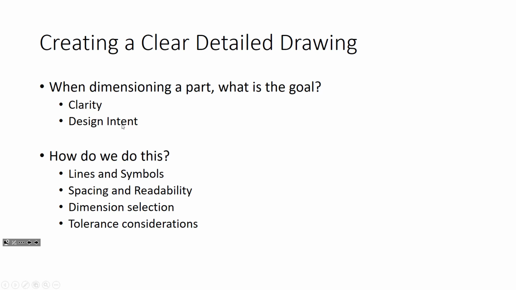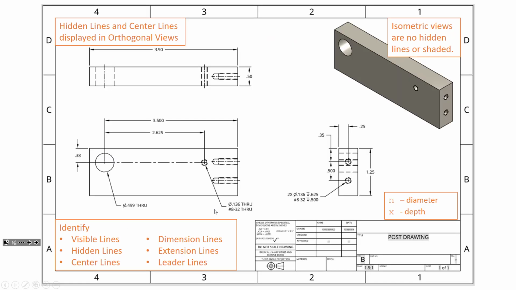When we dimension a part, we really want to focus on clarity and design intent. So if you're not sure, you want to come back to clarity. How can I make this clearer? We're going to focus on some lines, some spacing, and how we select dimensions to help us along this path.